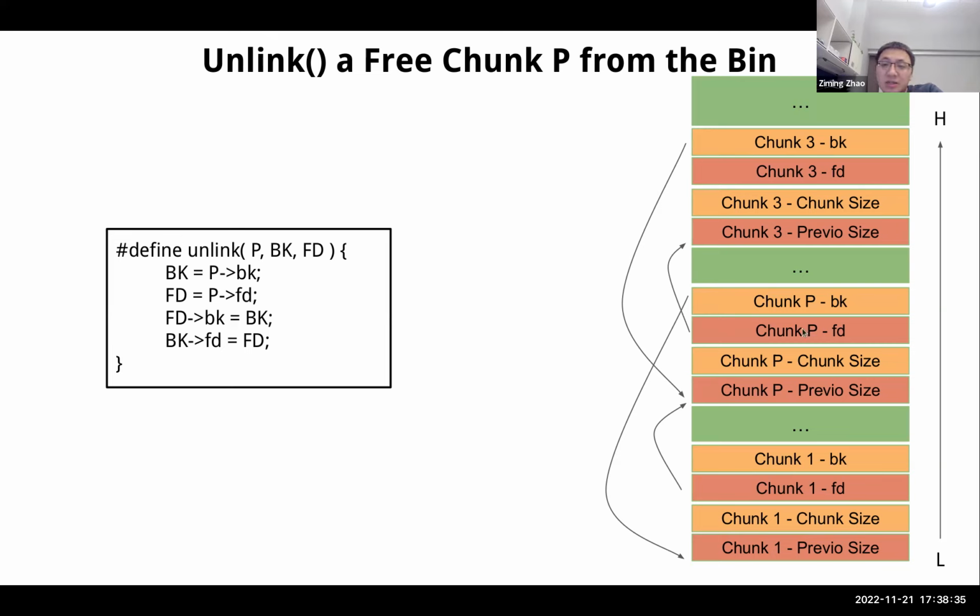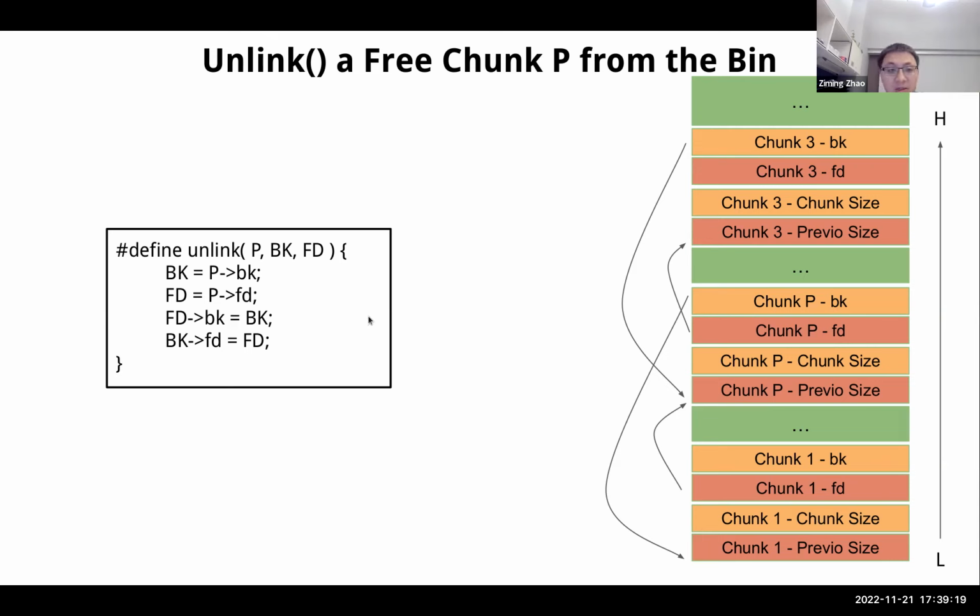And unlink will remove this chunk from this link. So you can imagine after removal, what we should do is chunk 1's forward should point to chunk 3. Chunk 1's backward, we do not care here because it should point to someone at a different address. Then chunk 3's backward, instead of pointing to chunk P, now should be changed to chunk 1. So that is what it should look like after we remove P from this double link.